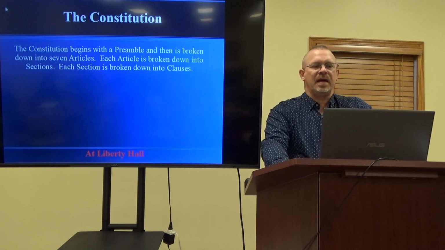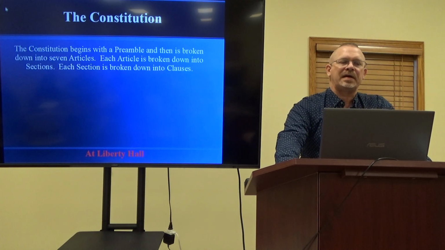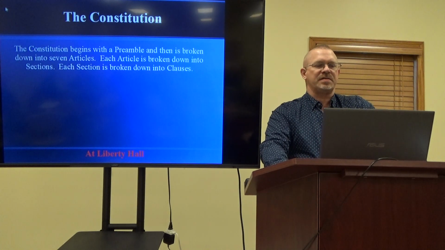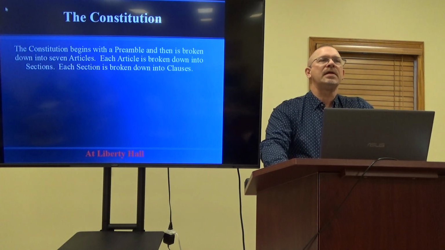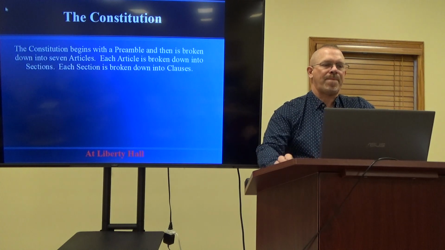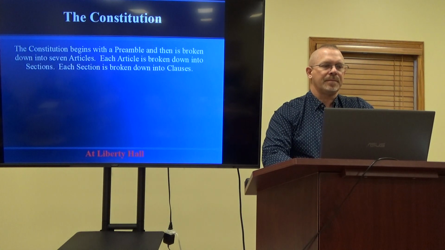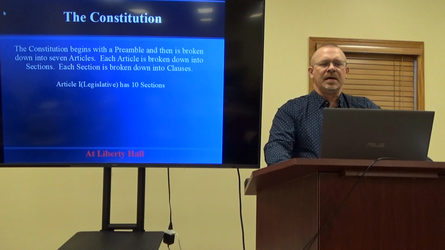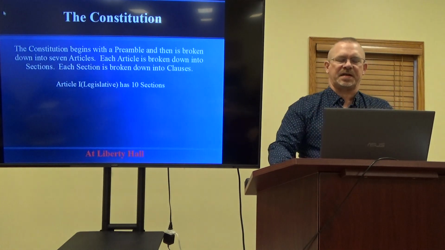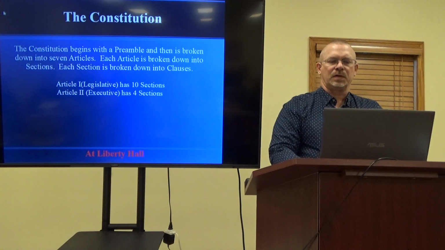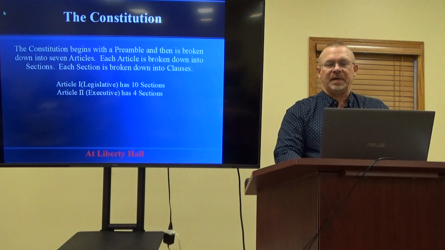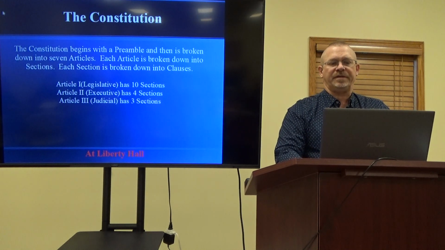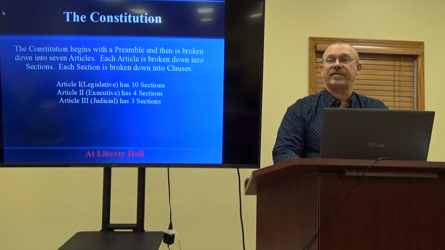The Constitution begins with a preamble and then is broken down into 7 articles. Each article is broken down into sections. Each section is broken down into clauses. Article 1, the legislature. It has 10 sections. Article 2 is the executive article. It has 4 sections. Article 3 is the judicial article. It has 3 sections.